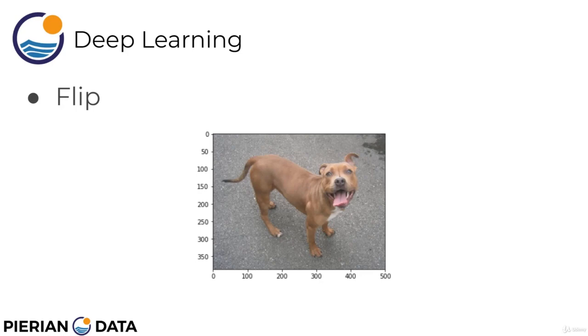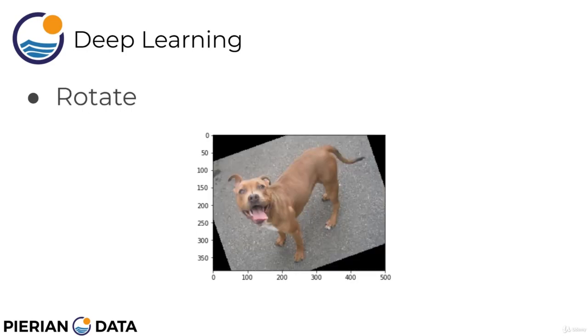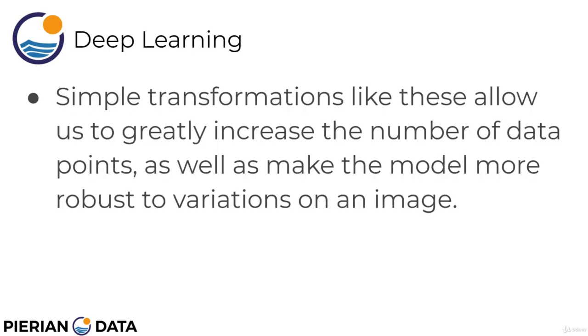We can also flip the image on a horizontal axis or a vertical axis if that makes sense for the object you're trying to scan. And you can also rotate the image. So simple transformations like these allow us to greatly increase the number of data points. Even just performing an additional horizontal flip on all your data points will immediately double the amount of images you have, as well as make the model more robust to variations on an image.